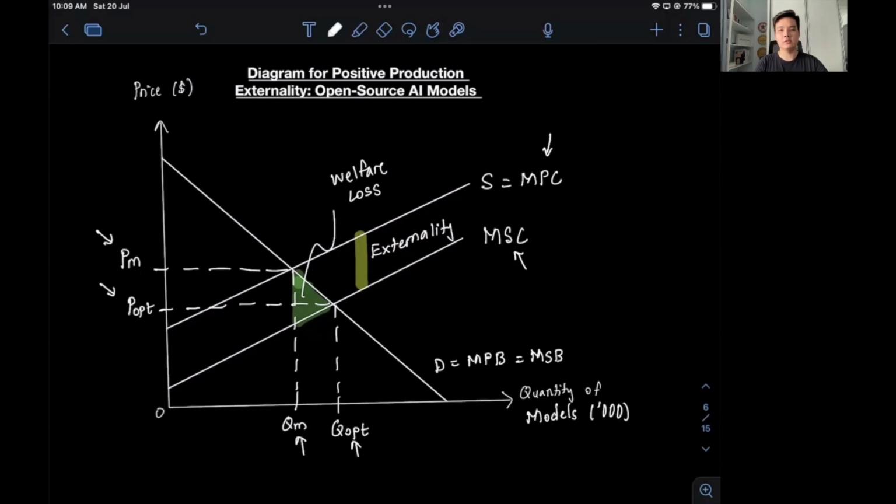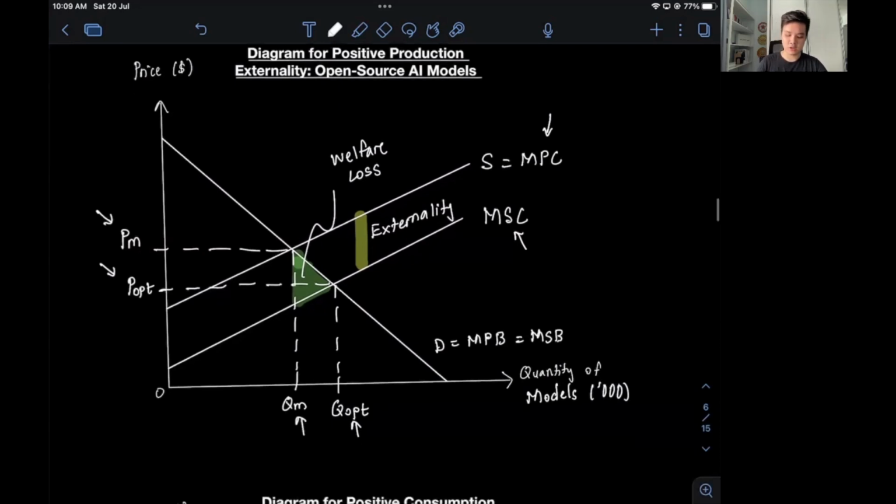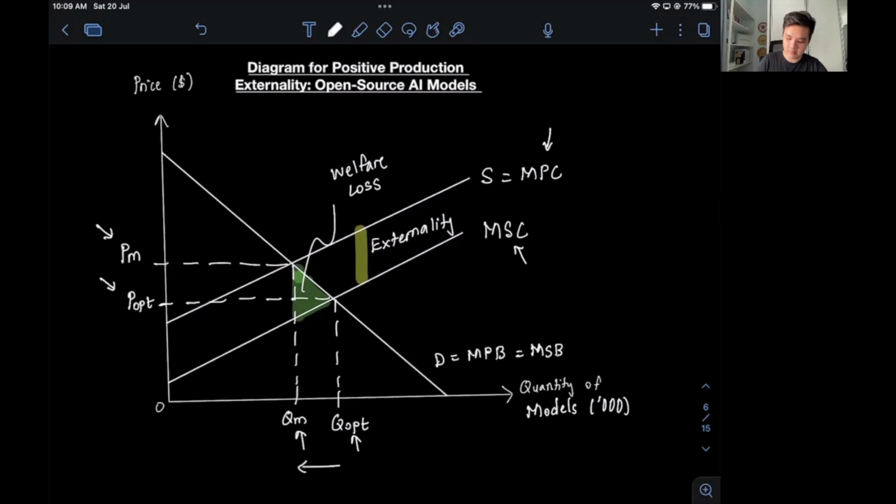So the key takeaway to remember from this diagram is that when there is a positive production externality, the free market underallocates resources to the production of AI models, and this is reflected as the gap between QM and QOPT. Another indication of this is how your MSB over here is higher than your MSC at the point QM, which is the actual market quantity. So these two are signals or indications that the market is underproducing relative to what is socially optimal.